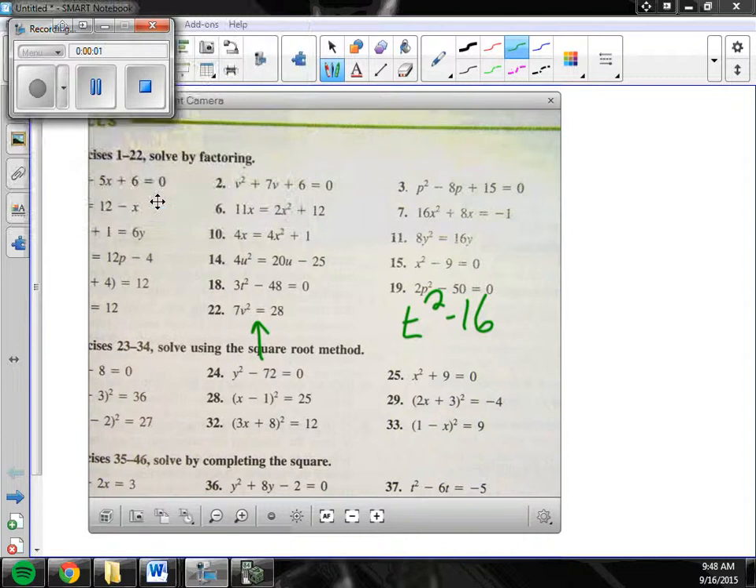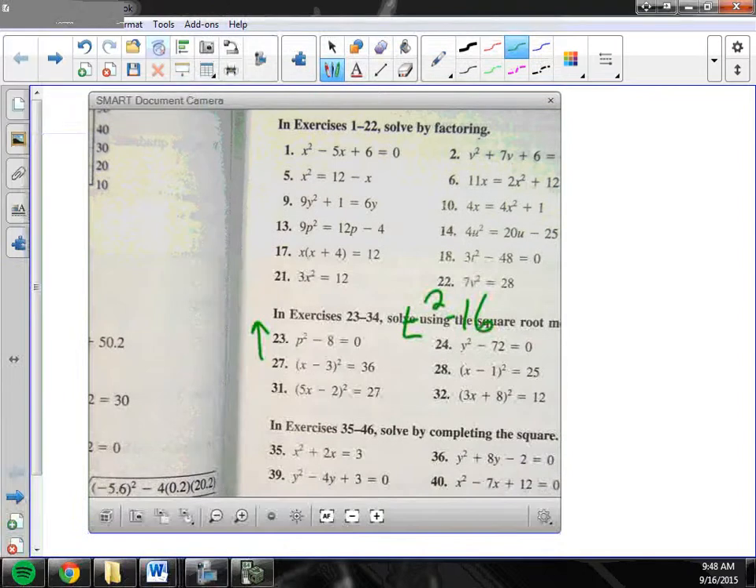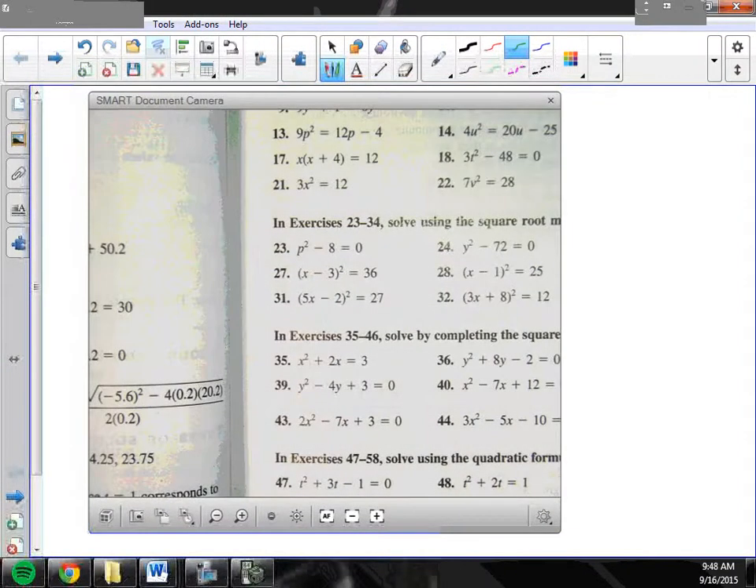On page 29, take a look at number 23. This is actually pretty easy. How are we going to solve number 23? Is it a difference of squares? No, because 8's not a perfect square. So what do?